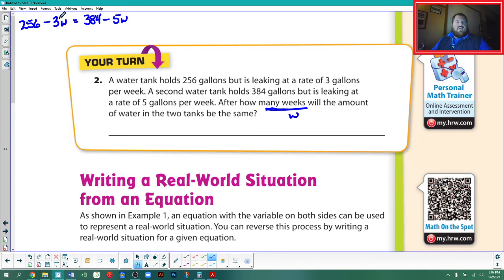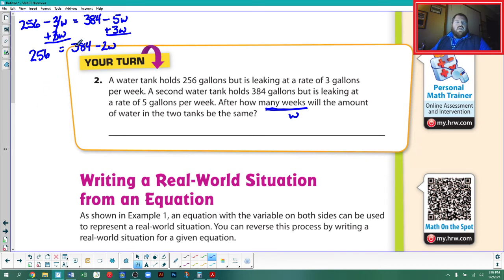So I'm going to take this negative 3w and move it over. The way I move things is add or subtract. If I don't want negative 3w's over here, I'll add 3w's to both sides. And so here I have 256. Negative 3w plus 3w equals 0. 384. And negative 5 plus 3 is negative 2 w's.